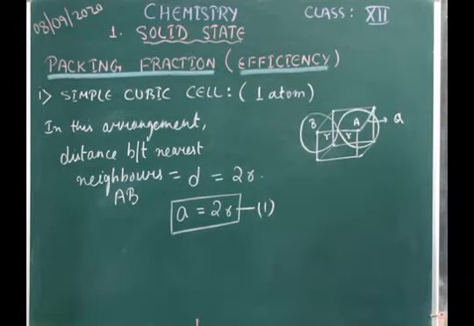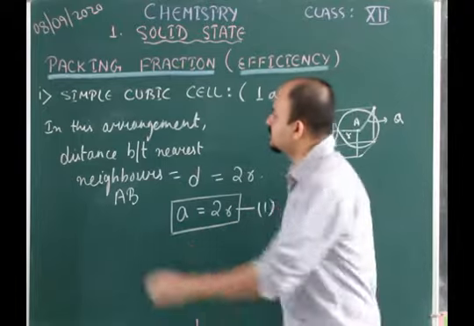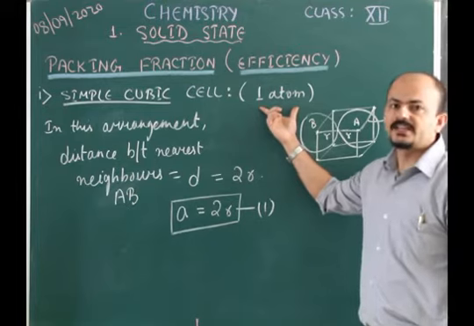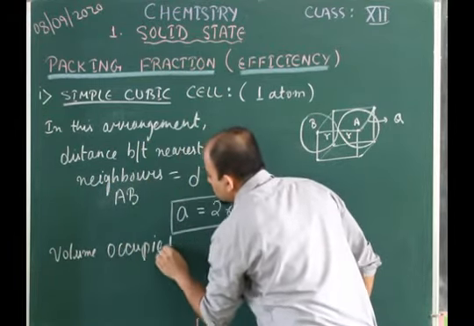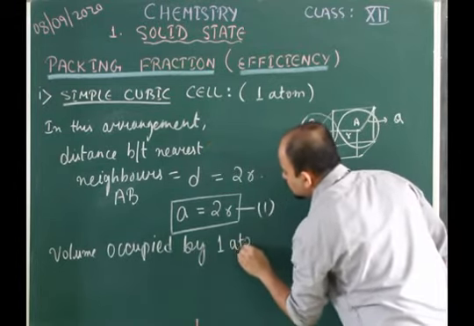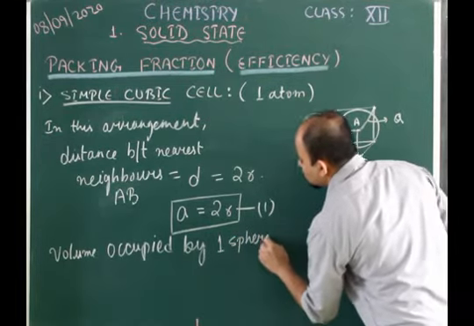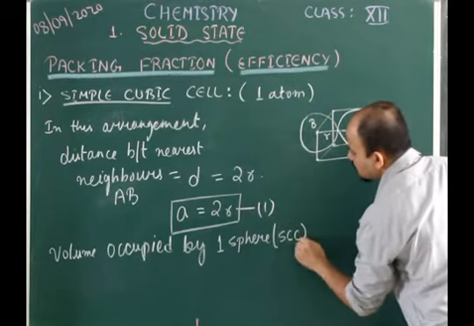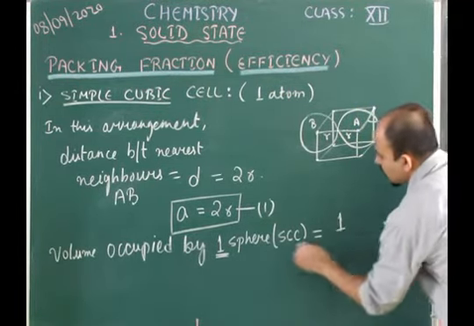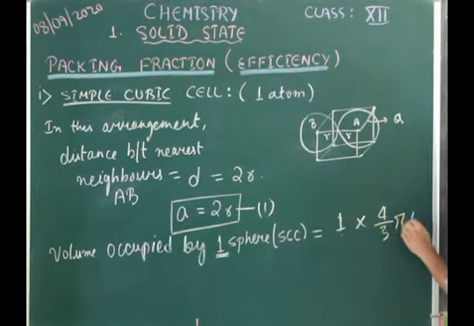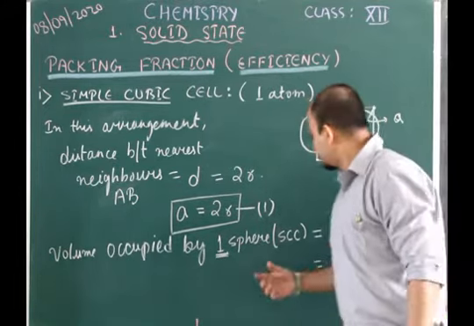Now we need to consider the volume occupied by one atom. Why one atom? Because it is a simple cubic cell, and in a simple cubic cell one atom is present. So the volume occupied by one atom, or since it is spherical in shape, one sphere. You know the volume of a sphere is 4 by 3 pi r cube. Since one atom is present, 1 into 4 by 3 pi r cube, which is 4 by 3 pi r cube. This is the volume occupied by one sphere in a simple cubic cell.